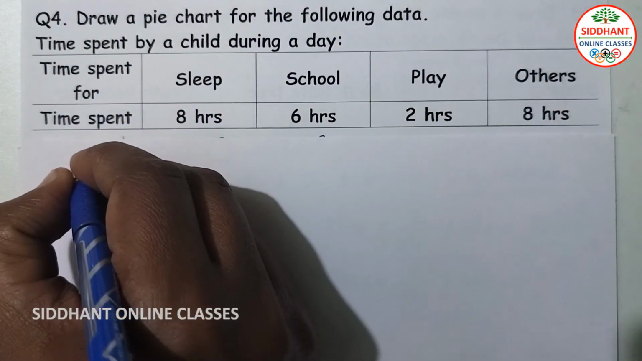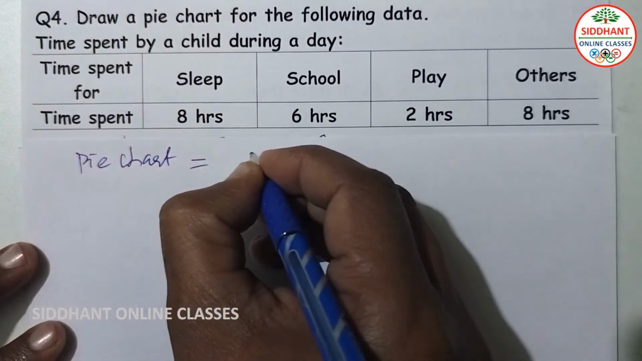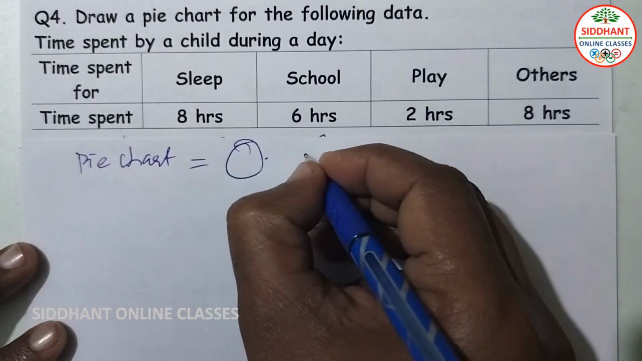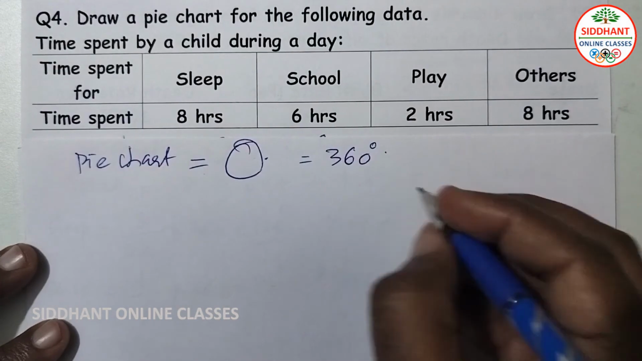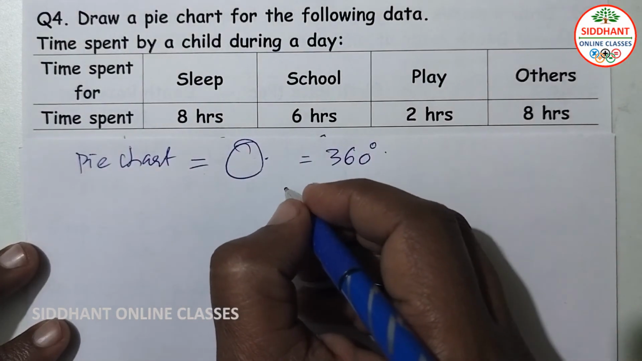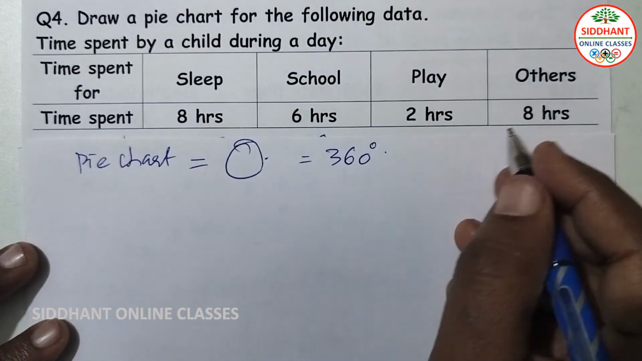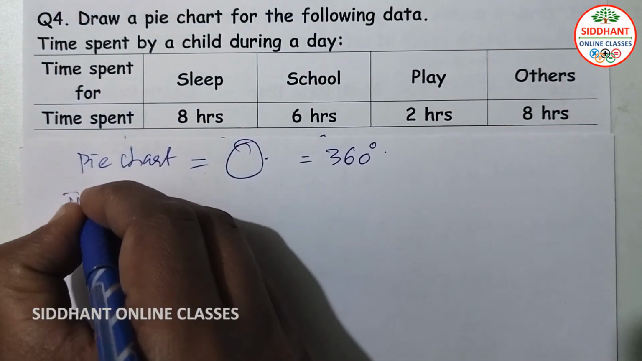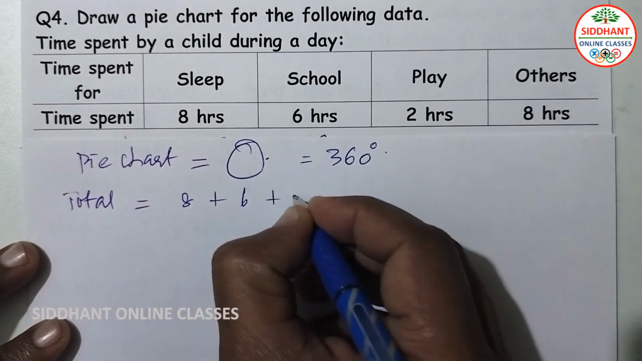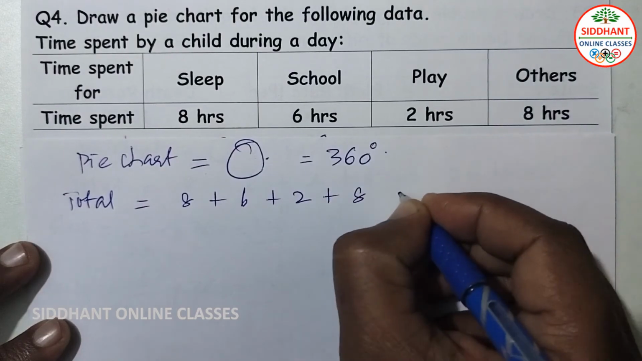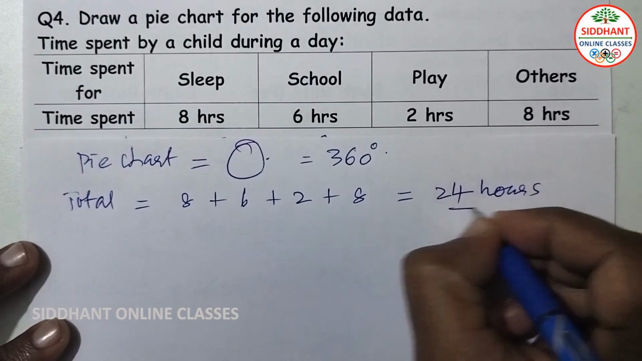So we know that when you are going to draw a pie chart, it will be in the circle form, and the degrees is 360 degrees. So we are going to take 360 degrees and we are going to segregate these activities. So first we are going to find the total here. That means 8 hours plus 6 hours plus 2 hours plus 8 hours. So that will be 24 hours.